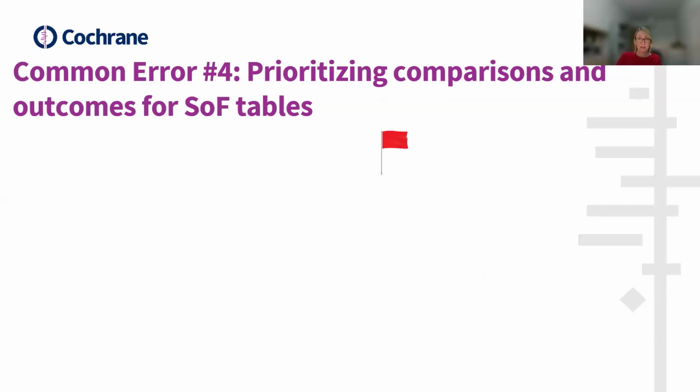The final common error stems from MECIR C15, which states to describe any methods used to assess certainty or the confidence in the findings of the review for an outcome. So one red flag error we come across is when authors don't provide any methods for assessing certainty in the body of evidence for an outcome.